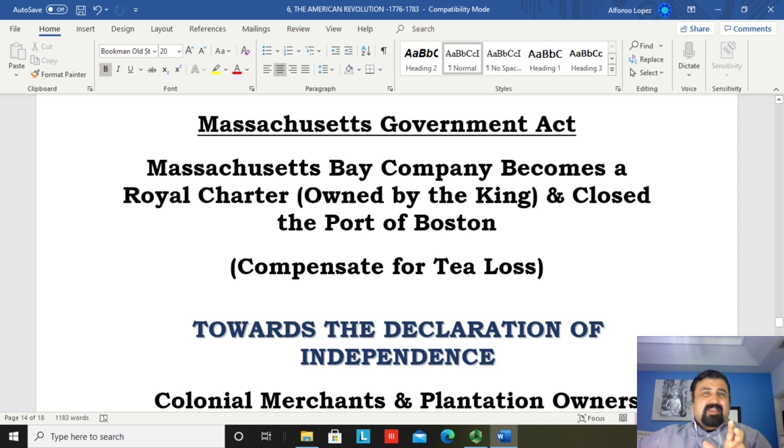Okay, and also the political representation, this self-rule, this self-governance, it's called autonomy, is also at stake, because now the colonies are not going to have a say as to who is going to govern them.